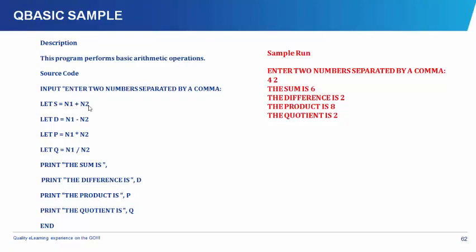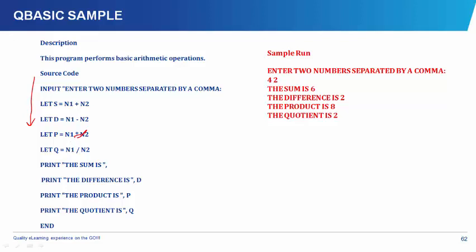This is an example program of how QBasic works. We can see the source code here, that is everything down this way. You can see it starts with INPUT, enter two numbers separated by a comma. And we now see the next line that says LET S = N1 + N2. The next line says LET D = N1 - N2. LET P = N1 * N2. Notice that the asterisk is used for times here.